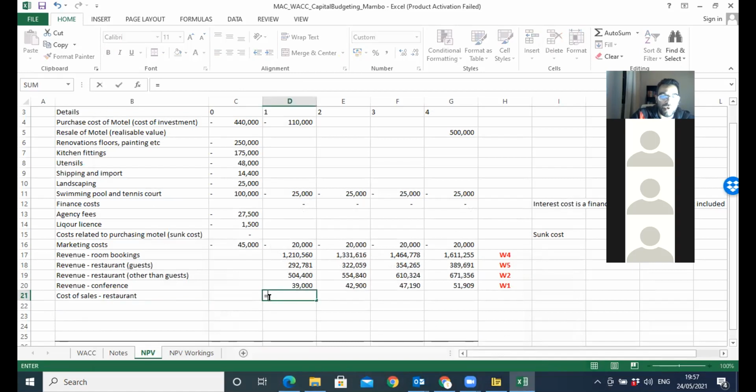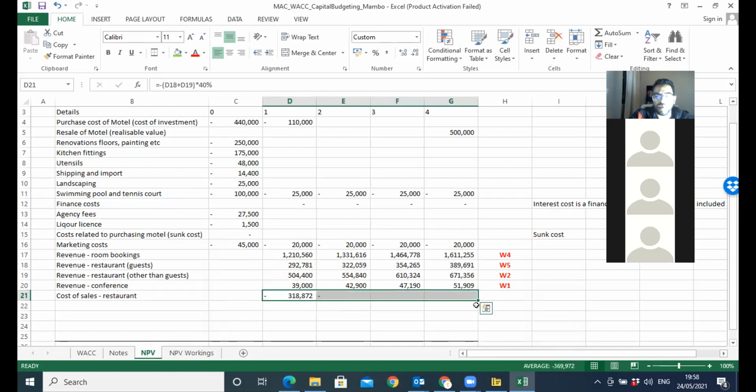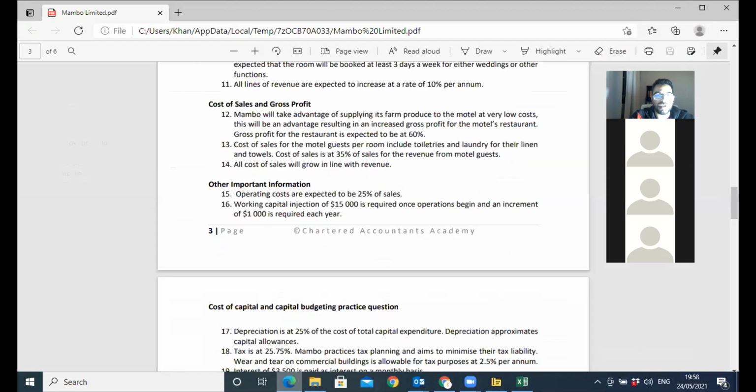So all I'm going to do is say restaurant guests plus restaurant other than guests, multiplied by 40%. Because if the gross profit is 60%, cost must be 40%. Cost is an outflow, so therefore I make it negative. You will probably have to show the working, okay? So there we go, that is the cost of sales for the restaurant.